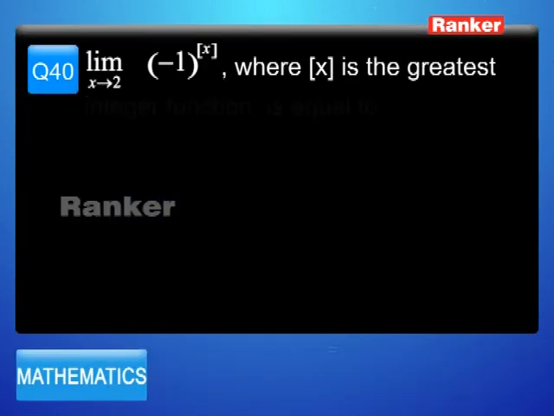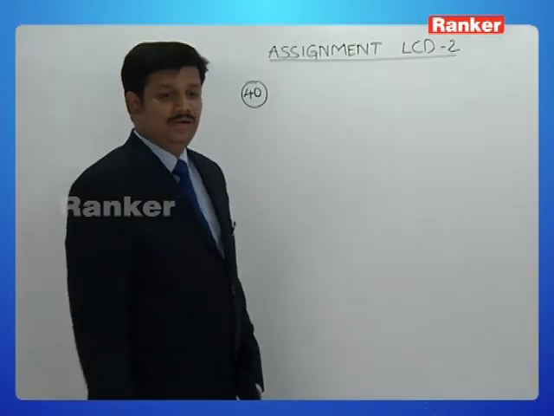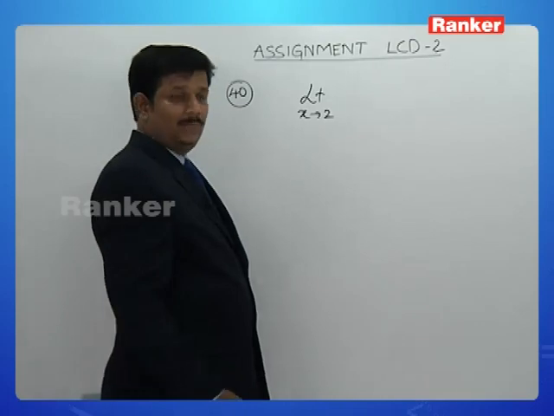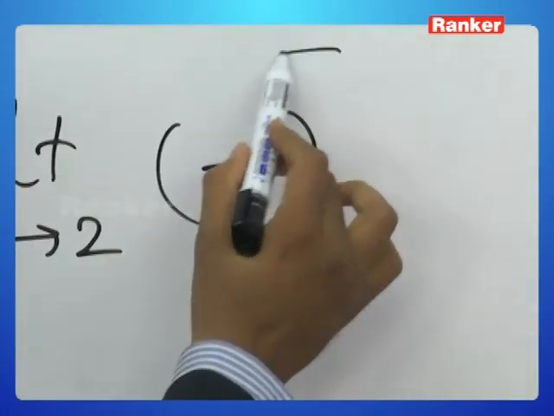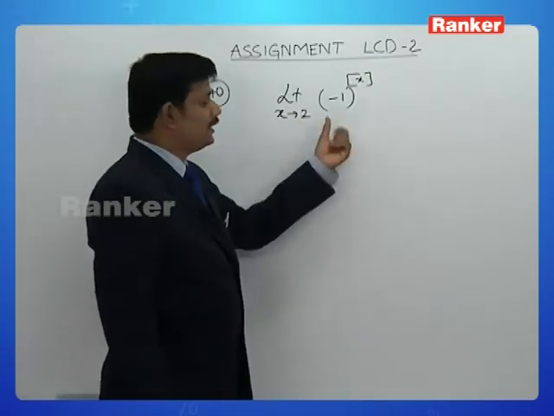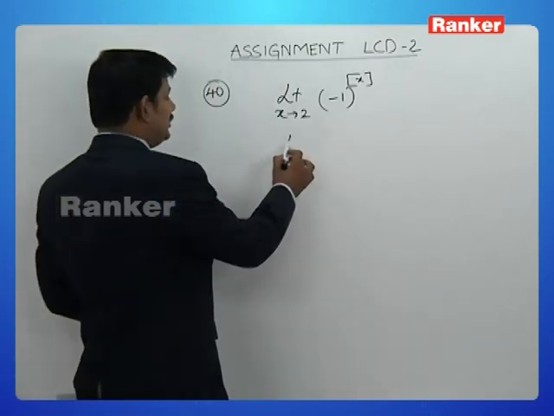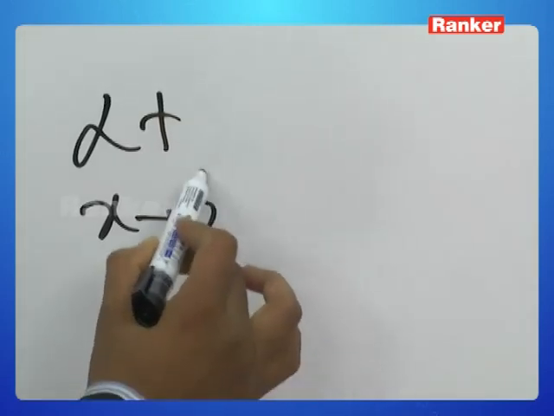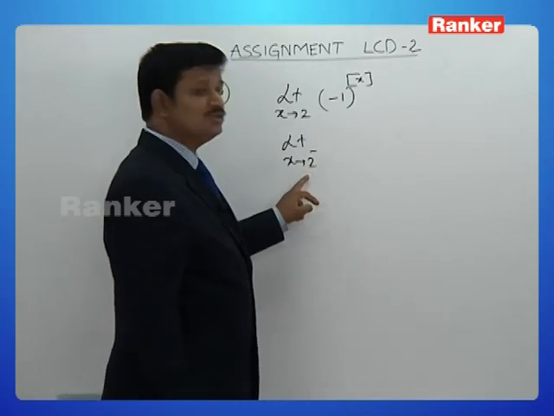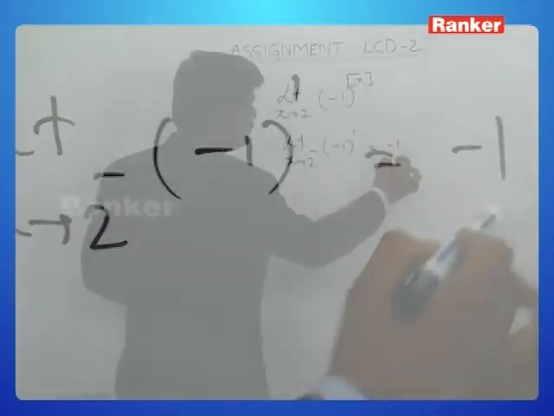Next question, evaluate limit x tending to 2 of minus 1 par integral part of x. So as x tends to 2, we need to look at the behavior of the function minus 1 par integral part of x. Let us evaluate left hand limit and right hand limit separately. Left hand limit, as x tends to 2 minus, x is slightly smaller than 2, and integral part of x is 1. So this will be minus 1 par 1, which is minus 1.